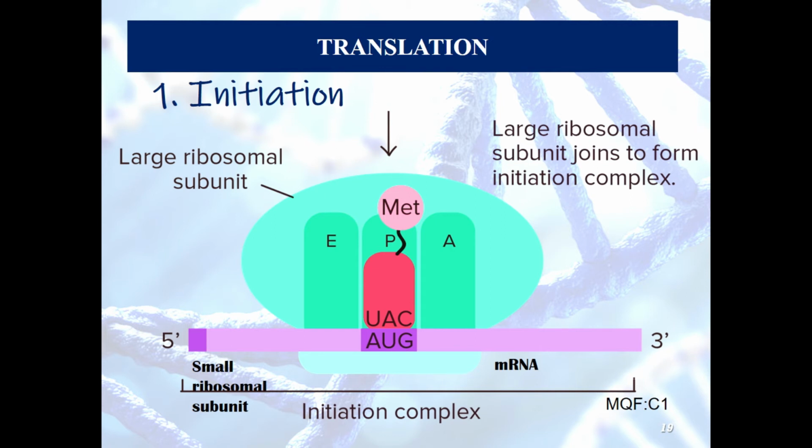There are two sites on the large ribosomal subunit, which are the P site and the A site. At the completion of the initiation process, the initiator tRNA sits in the P site of the ribosome, and the vacant A site is ready for the next amino acid tRNA.